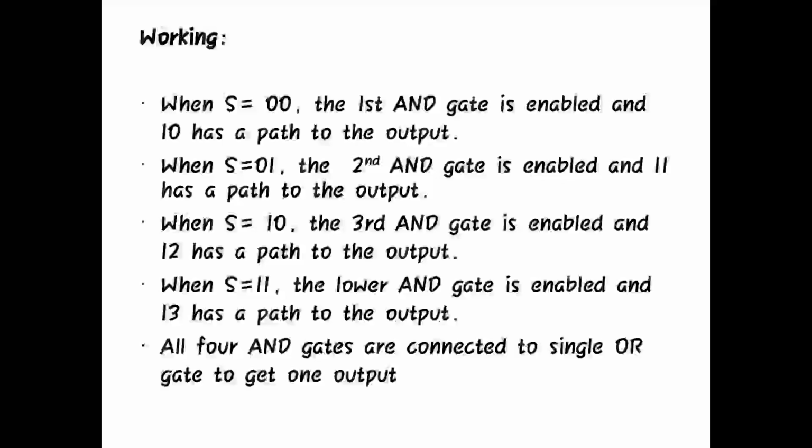So going to the working of the 4:1 multiplexer, when S is equal to 0 0, the first AND gate is enabled or activated and I0 has a path to the output. Next, when S is equal to 0 1, the second AND gate is enabled and I1 has a path to the output. Next, when S is equal to 1 0, the third AND gate is enabled and I2 has a path to the output. Next, when S is equal to 1 1, the last AND gate is enabled and I3 has a path to the output. So finally, all the 4 AND gates are connected to a single OR gate to get one output.